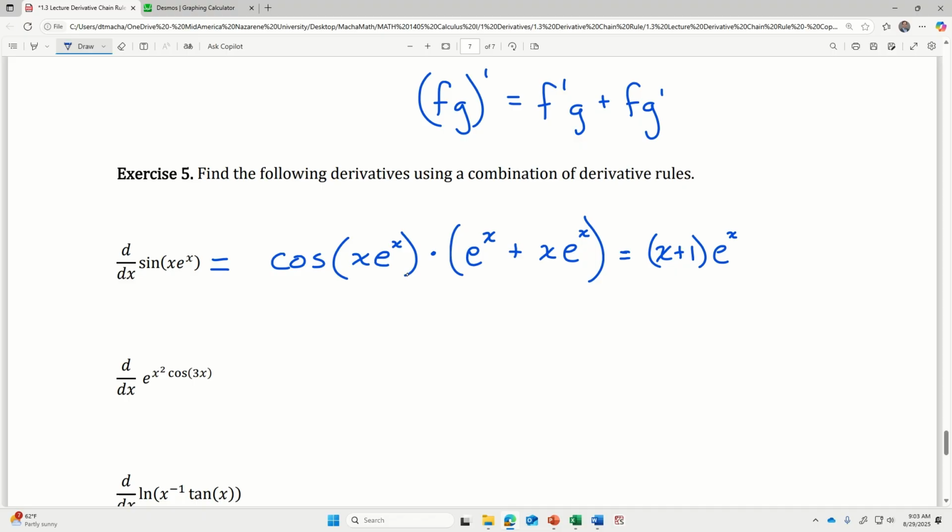I'm just going to show you, if you were using wolframalpha.com to check your answer, this is what they're going to tell you the correct answer is, and it's the same thing, right? It means the same thing. Just factor out e to the x.